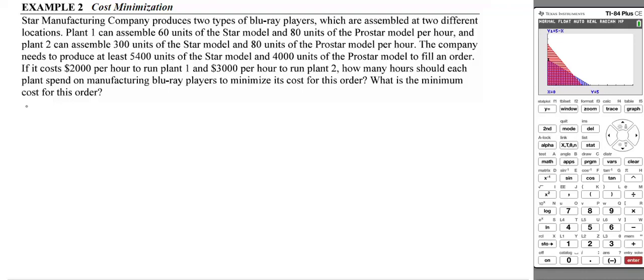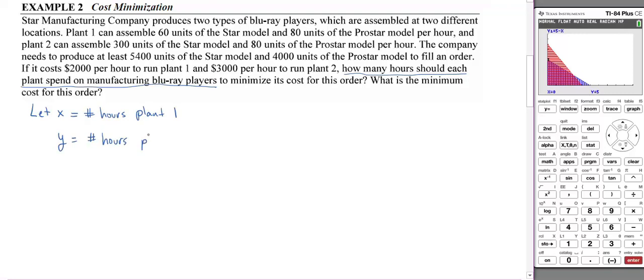The first thing that we want to do is to identify what our variables are going to represent. The thing that they are asking is how many hours should each plant spend on manufacturing the Blu-ray players. So let's let x equal the number of hours that Plant 1 operates, and y equal the number of hours that Plant 2 operates.